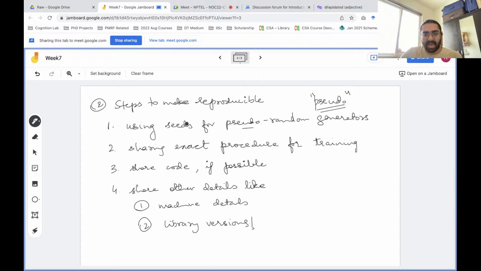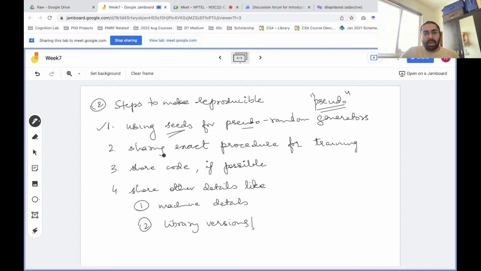And hence using seeds and sharing this seed with the community at large tells them that this is what I used, and therefore whatever results I've got are conditioned on using these seeds, right? So in case somebody uses a different seed and still finds a result, which is a good thing, and if it doesn't find the result, then it's open for debate, right?